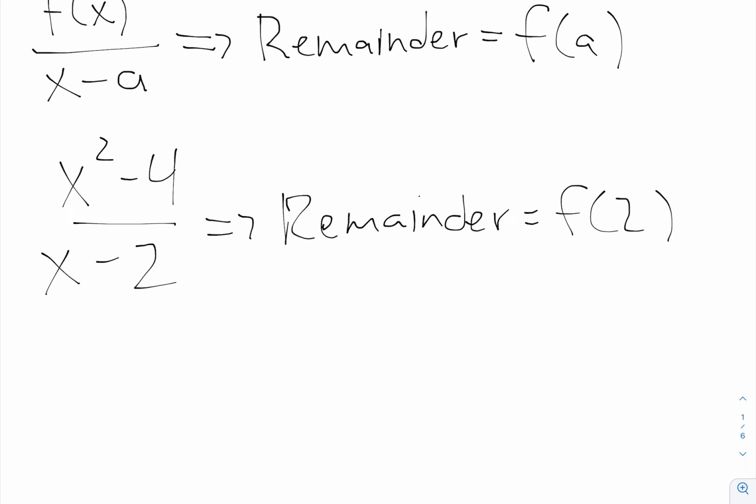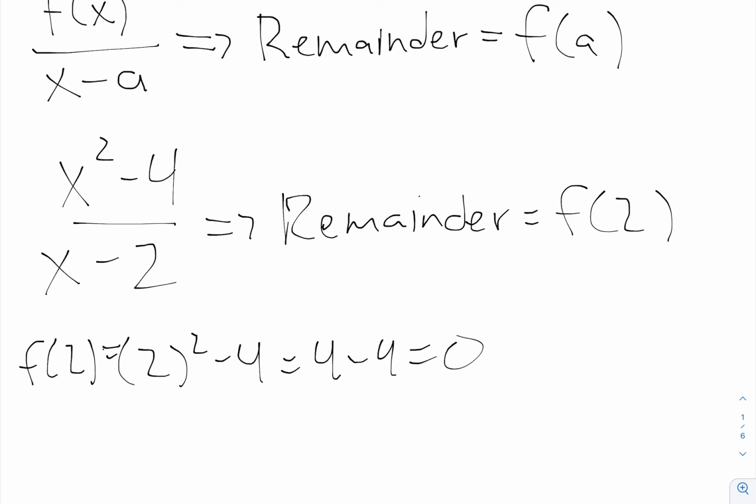So if we plug in 2 for x, x squared minus 4 is our function, so f of 2 will just be 2 squared minus 4, which is 4 minus 4, which is 0. So anytime you're dividing the function x squared minus 4 by a factor, which is x minus 2, your remainder is going to be 0. This would also work for positive 2.